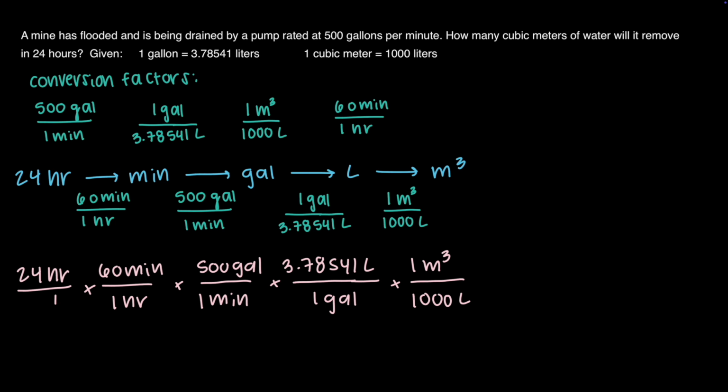We will make sure that all units cancel out, so hours cancel out, minutes cancel out, gallons cancel out, and liters cancel out, leaving us with cubic meters as our final unit. Multiplying and dividing all values, we get 2.73 times 10 to the third cubic meters.